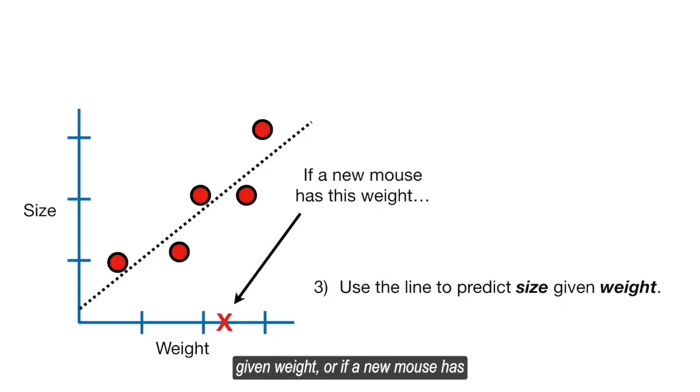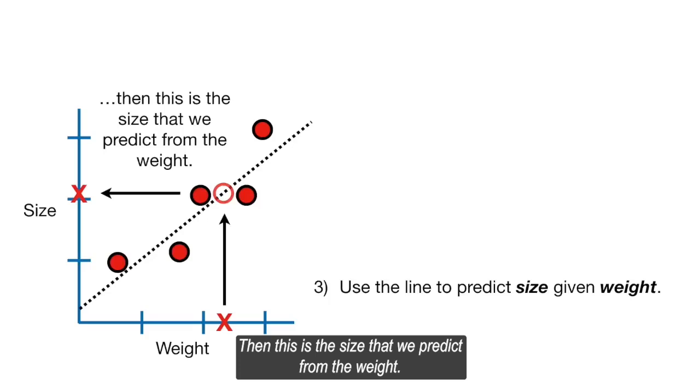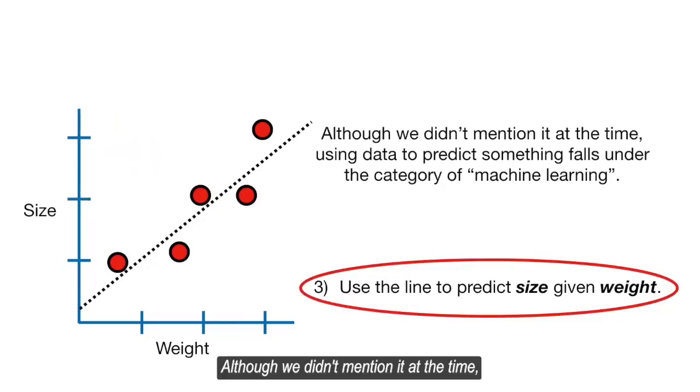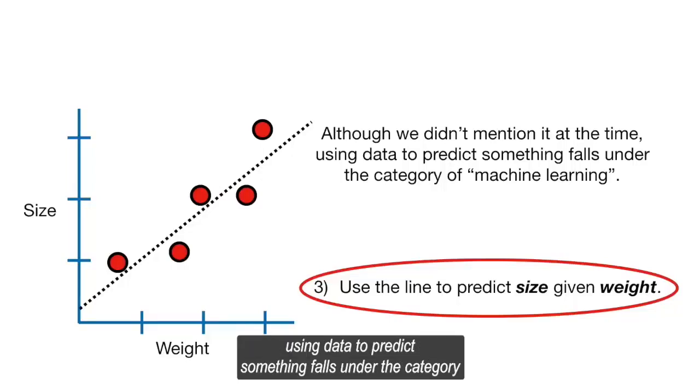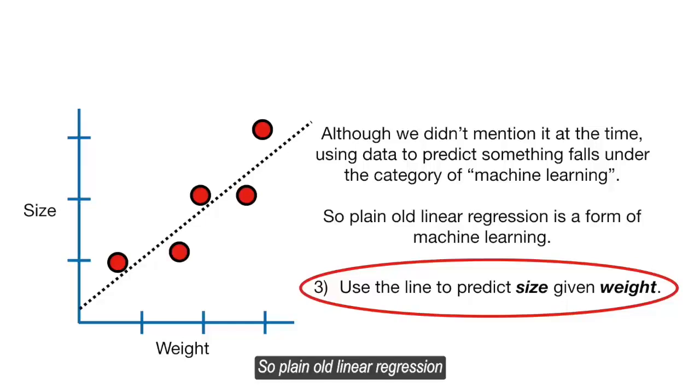If a new mouse has this weight, then this is the size that we predict from the weight. Although we didn't mention it at the time, using data to predict something falls under the category of machine learning. So plain old linear regression is a form of machine learning.